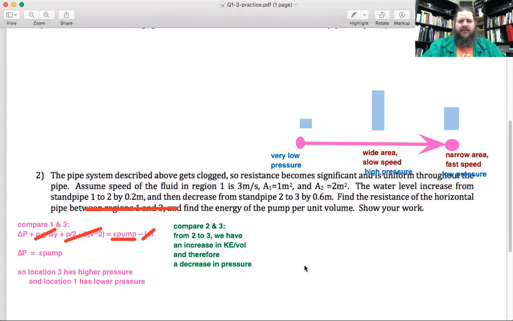Part 2, we're looking at the same situation, but there's resistance now. So we can't assume no resistance anymore. And it looks like we now have information about speeds. We know speed in region 1, and we also know the cross-sectional areas. So speed in region 1, 3 meters per second. And we also know the area in region 1, which is the same as area in region 2.